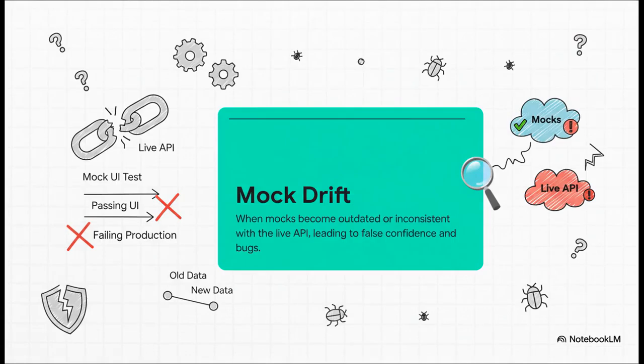And that's a great question. That problem has a name. It's called mock drift. It's what happens when your mocks get out of sync with the live API. This is really dangerous because it gives you false confidence. All your UI tests pass, but the app breaks in production because the real data is different.